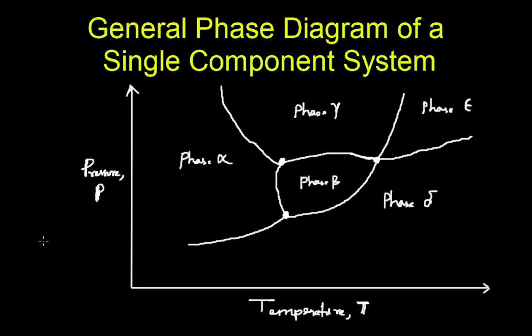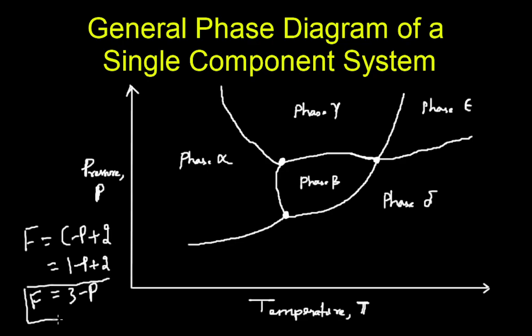We have already studied Gibbs phase rule, which states that F, the number of degrees of freedom, is equal to C minus P plus 2. Now since it's a single component system, C stands for components, and it is single, so I write 1 minus P plus 2, which boils down to 3 minus P. So the degrees of freedom F is given by 3 minus P for a single component system. Now let us go through the salient features of this general phase diagram.